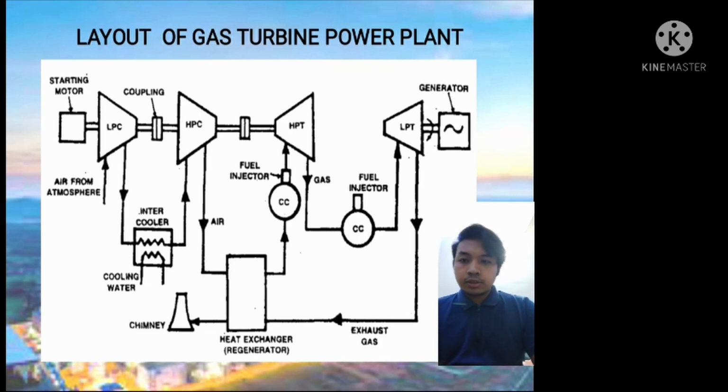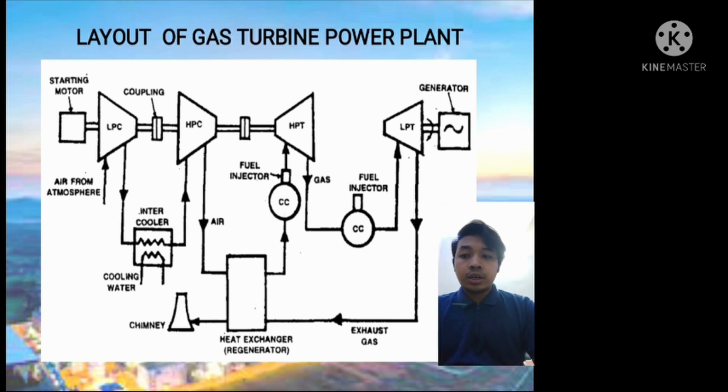And then to intercooler. The air after compression in the LPC, low pressure compressor, is hot. It is cooled by the intercooler. The intercooler is circulated with cooling water. And then go to the HPC. It is a high pressure compressor. The air from the intercooler enters the HPC where it is further compressed to a high pressure.